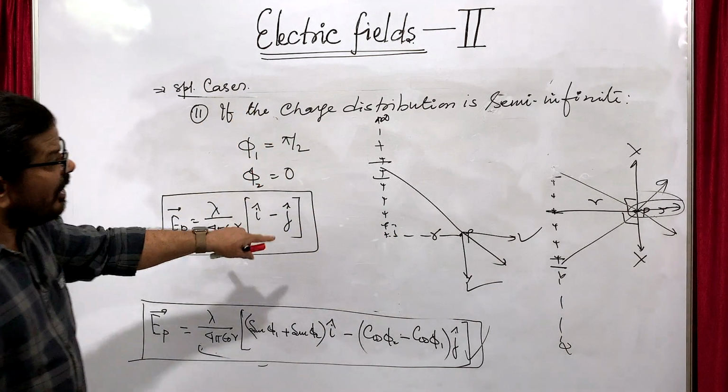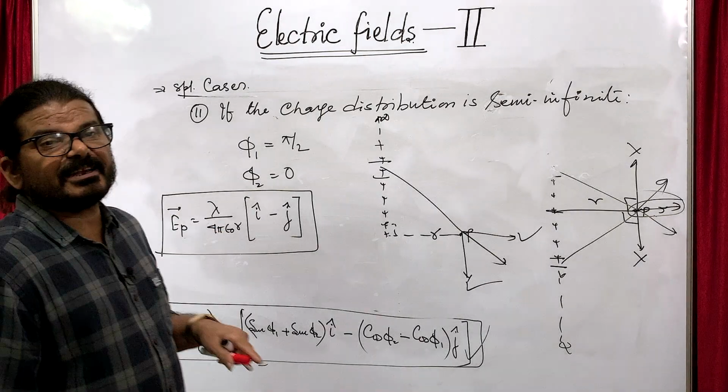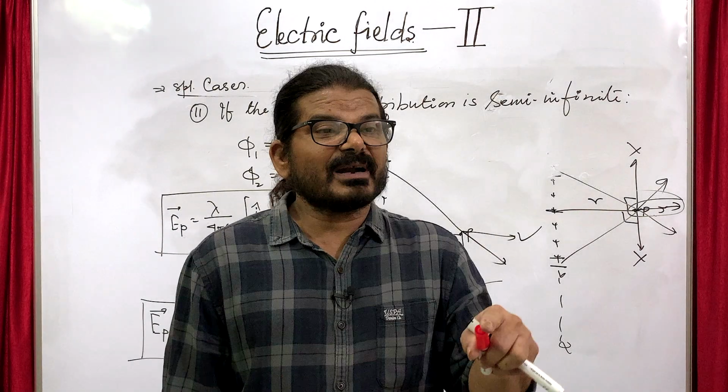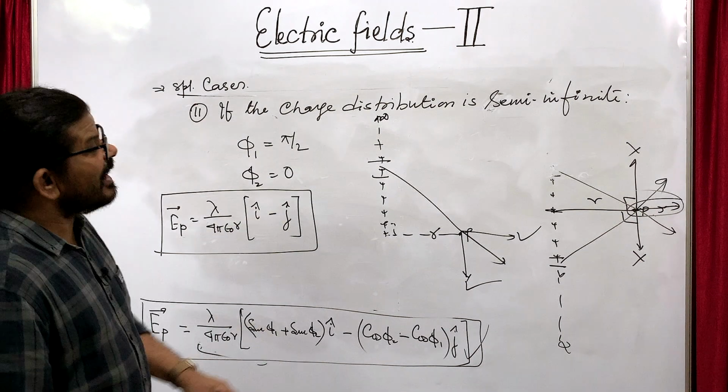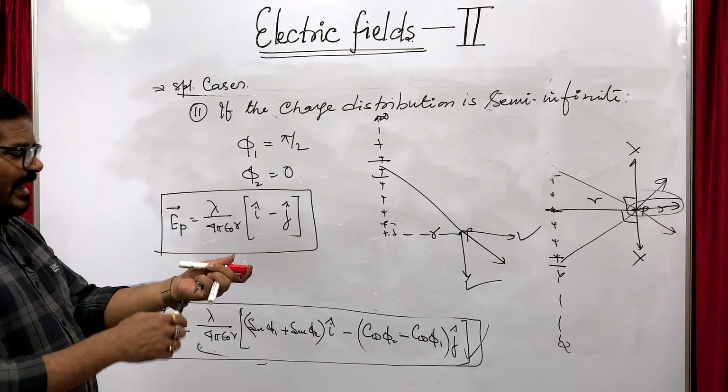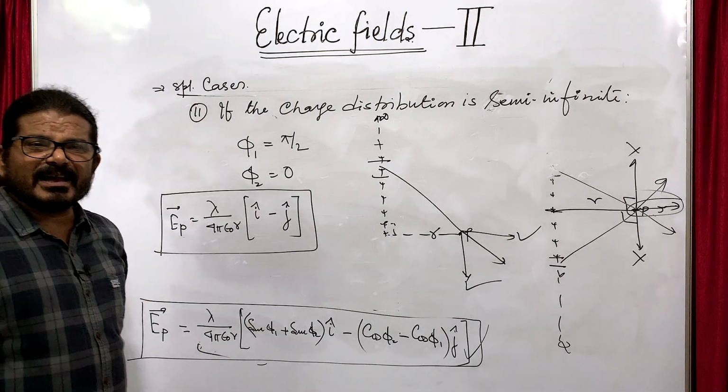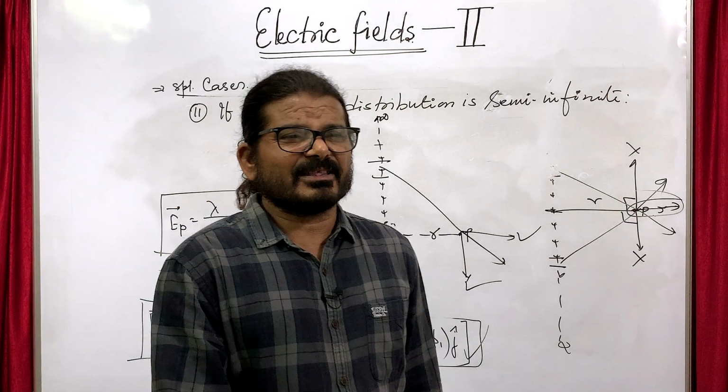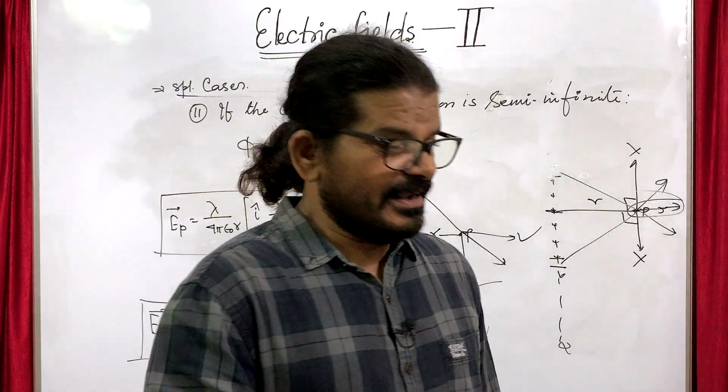So this is how we can estimate the electric field at a given point due to a linear distribution of charge. If the linear distribution of charge is there, either it will be of finite length, or infinite length, or semi-infinite length.